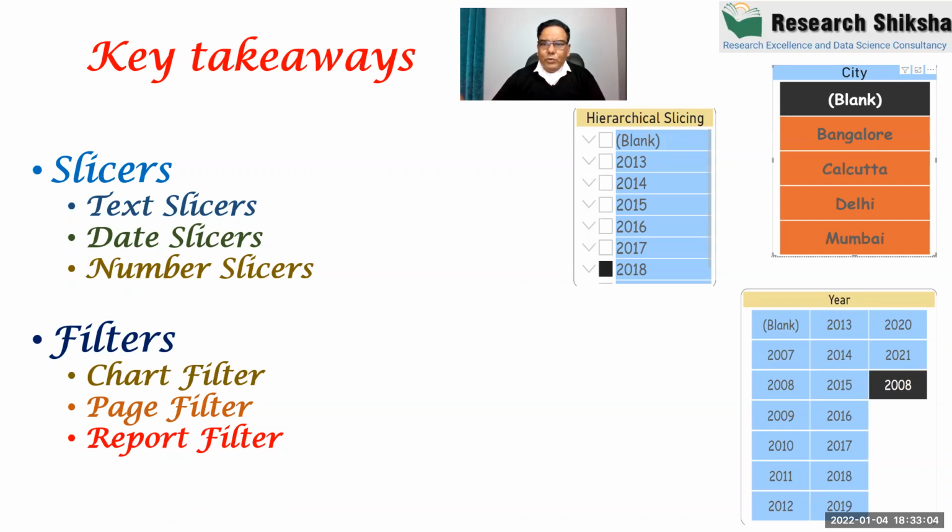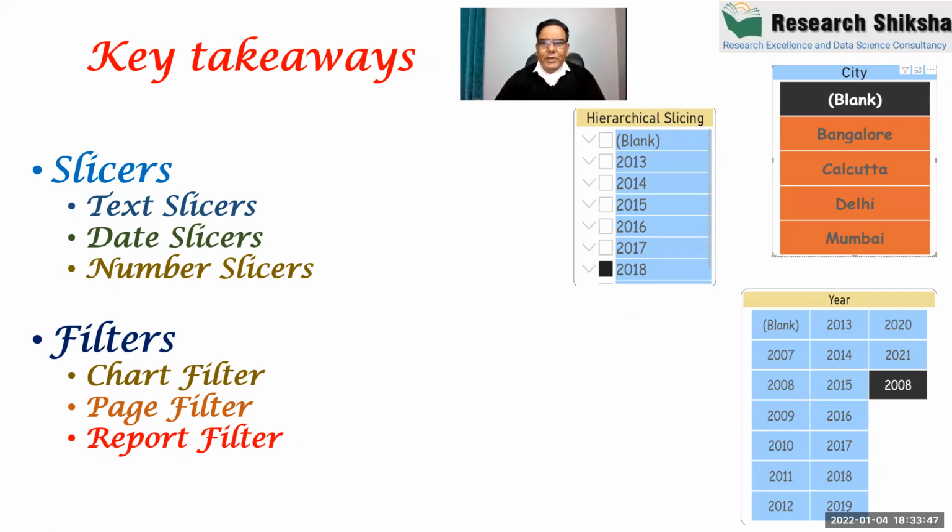You can see the graph of a particular country, city, year. On this basis, we divide these slicers into three categories. These are the text slicers, like Bangalore, Calcutta, Delhi, Mumbai. Then we have date slicers, if we arrange the data into date, like 2013, 14, 15. And the third type of slicer is the number slicer. For example, we can assume sales, profit, or any variable as a slicer.